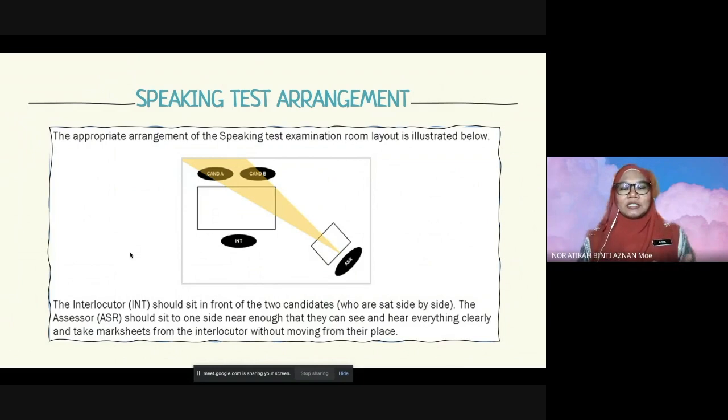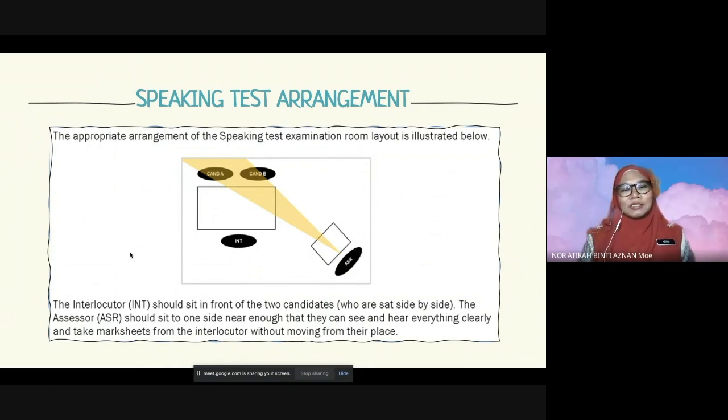So you can see here, there's a picture showing how the candidates and the interlocutor are arranged. The candidates will be sitting at the same table, and the two candidates will be facing the interlocutor. There will be a sign for candidate A and a sign for candidate B, so you have to sit accordingly. The table will be slightly near enough to the interlocutor. The interlocutor should sit in front of the two candidates, who are seated side by side.